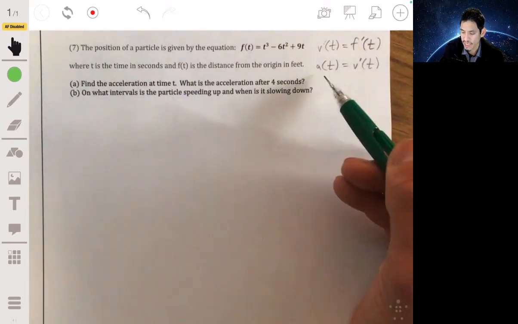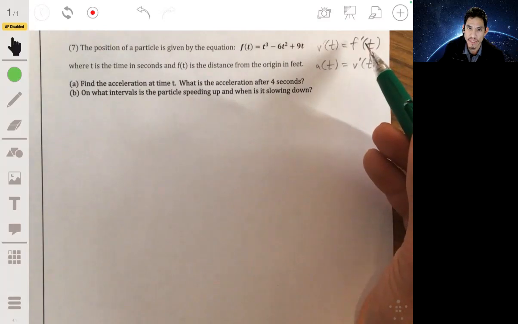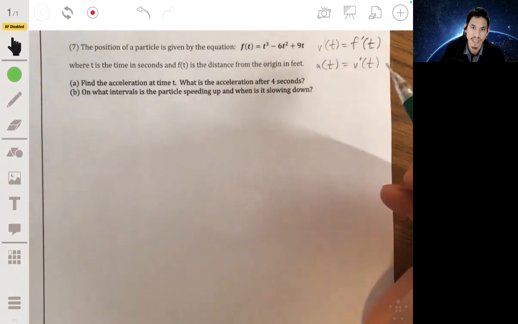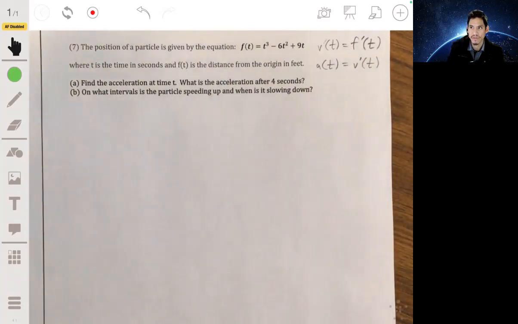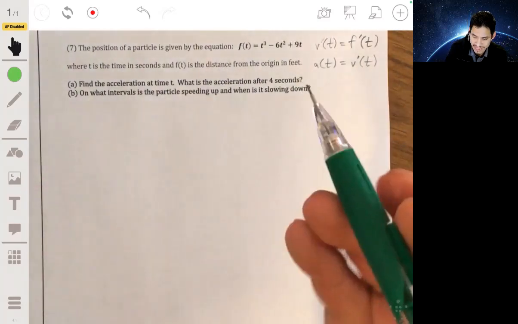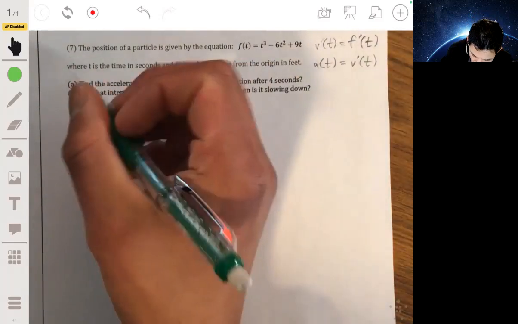So to find a of t, we first define f prime of t or v of t, then we differentiate v of t, and then we got a of t. So we got to basically find two derivatives. We got to differentiate this equation twice. So let's go ahead, let's figure that out.